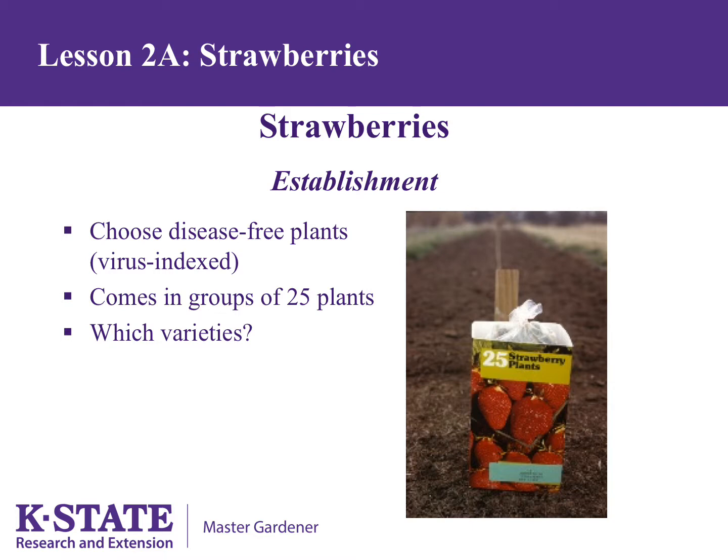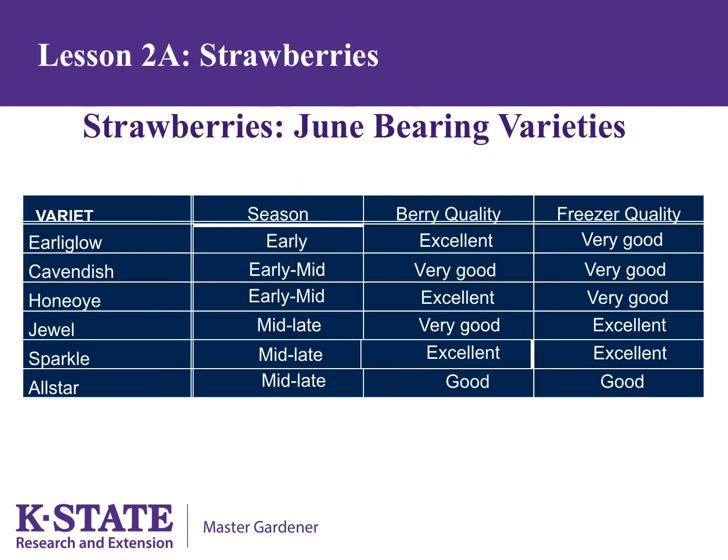So which varieties work well in Kansas? These are all good varieties for Kansas. There are others as well, but this gives you a good starting point. You may also want to talk to other gardeners and garden centers to see what they recommend. Notice that you can stretch the growing season by growing early to mid-late varieties. I have grown Early Glow, Honeoye, Jewel, and Sparkle. All have done well for me.